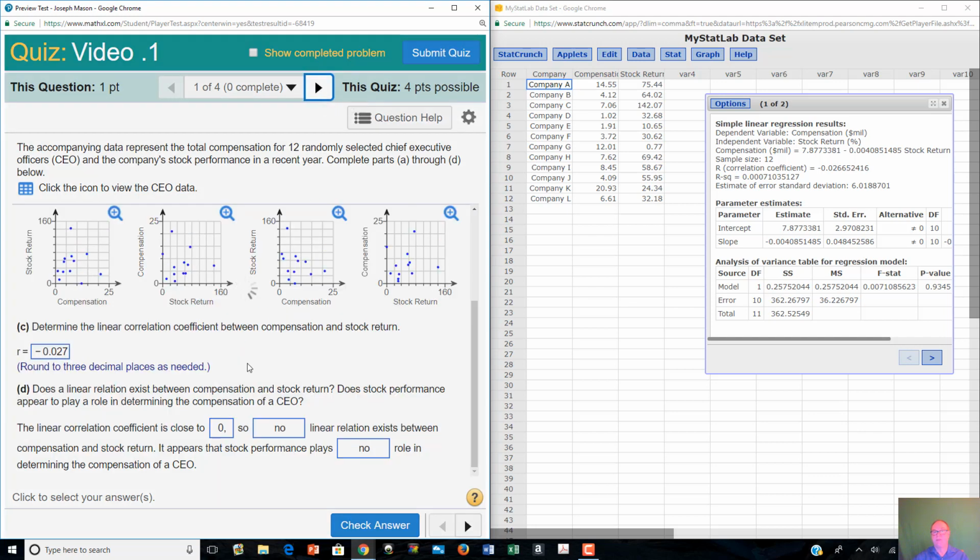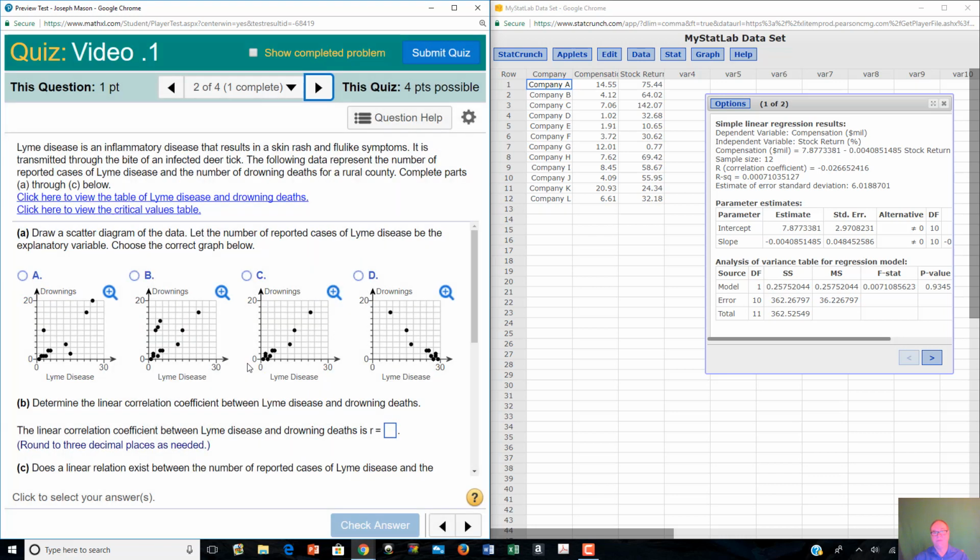Now, a second question. Lyme disease is an inflammatory disease that results in a skin rash and flu-like symptoms. It is transmitted through the bite of an infected deer tick. The following data represent the number of reported cases of Lyme disease and the number of drowning deaths for a rural community. Complete parts A through C below. First, A, draw a scatter diagram of the data. Let the number of reported cases of Lyme disease be the explanatory variable. Choose the correct graph below.